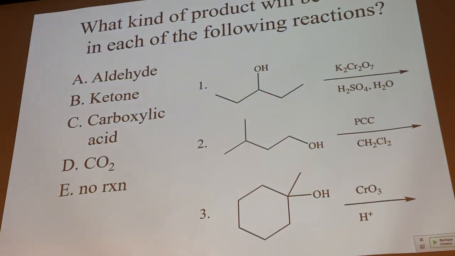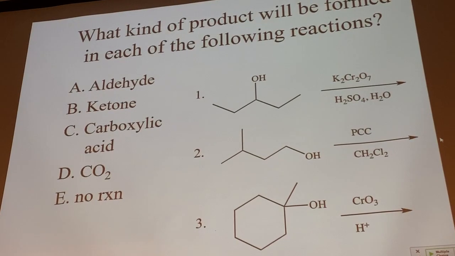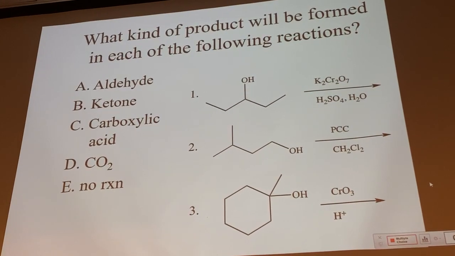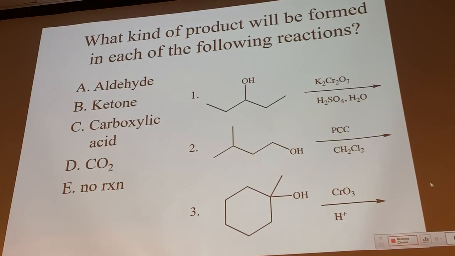So let's go ahead and get out our iClickers. We have 3 iClicker questions on the slide. And so we're starting with number 1. We have the same 5 answers for each question. You're just supposed to select the type of compound that is produced by each of these 3 reactions. So go ahead and talk to your neighbors and answer number 1. And then when we're done with that, we'll move on to number 2.